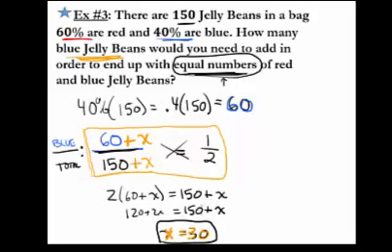Now we want to ask ourselves, does this make sense? Well, how could we check? If I plug in 30 into this original equation, right? So we'll just do it all in the same color. If I have 60 plus 30 over 150 plus 30, I end up with 90 over 180. And yeah, indeed, 90 over 180 is 1/2 or 50%.